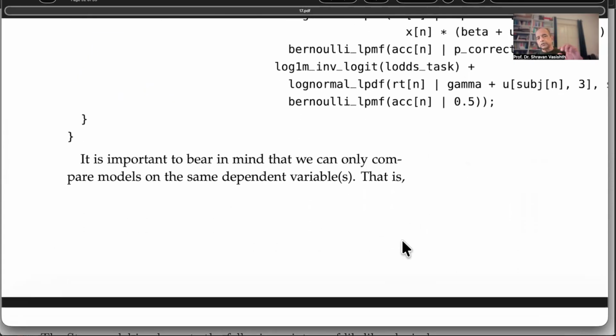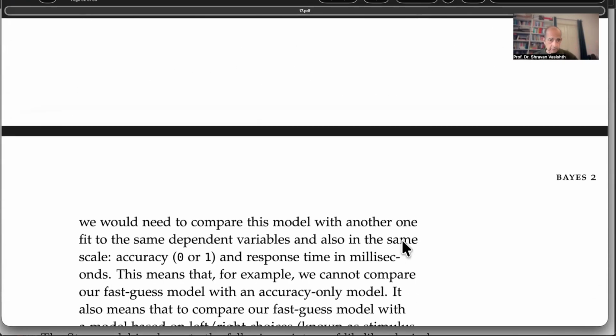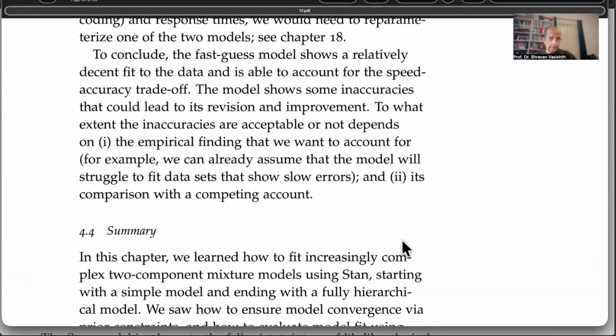One important thing to remember is that if you're comparing models, they have to have the same dependent variable or variables, if it's a multivariate model. You can't be comparing different dependent variables in the competing models. That's something to watch out for, okay?